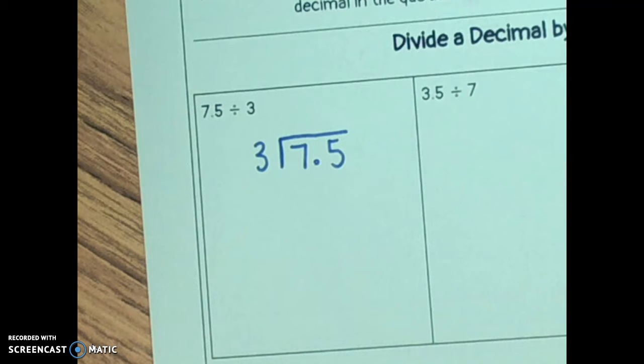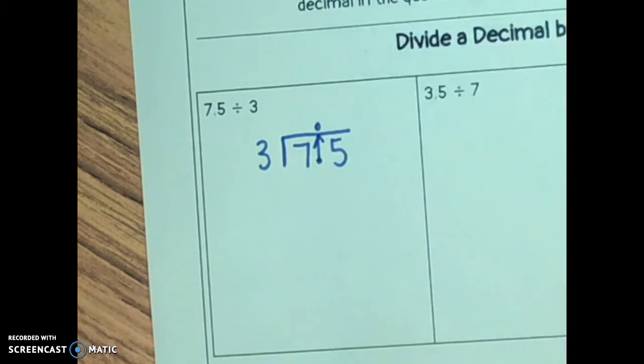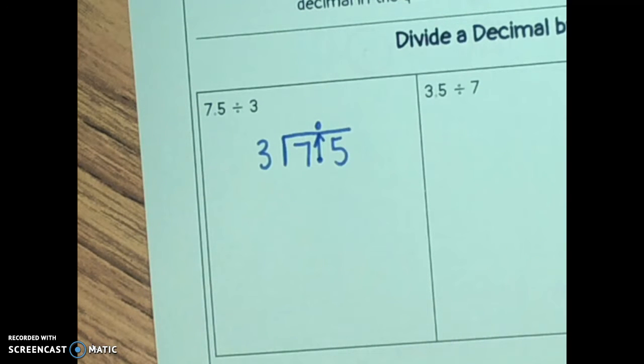Now, the first thing I like to do, so I don't forget, is I like to move my decimal straight up. How many people think they might forget if they don't move it up at the beginning? I grade papers. I've seen it happen a lot of times. Bring it straight up right when you see it. And then we're just going to act like it's 75 divided by 3.